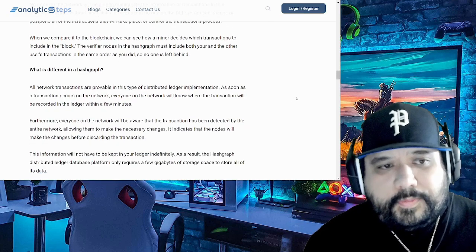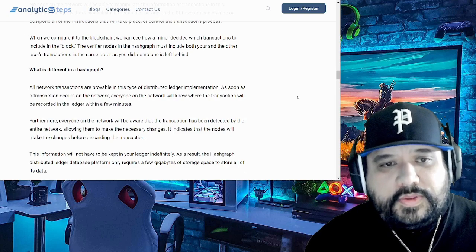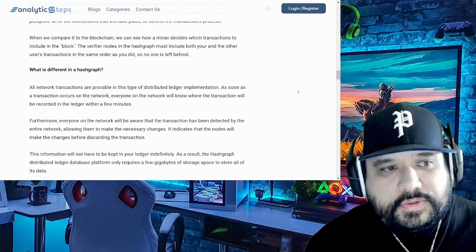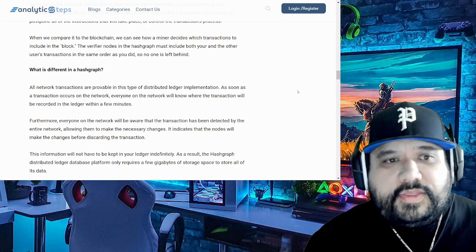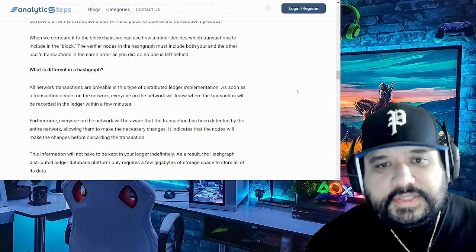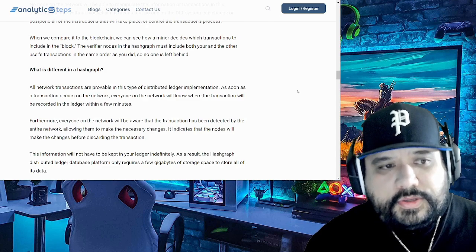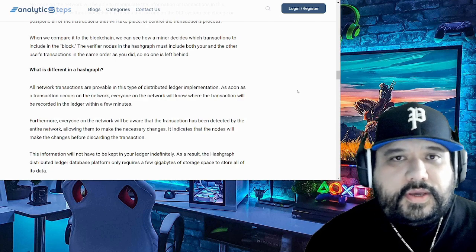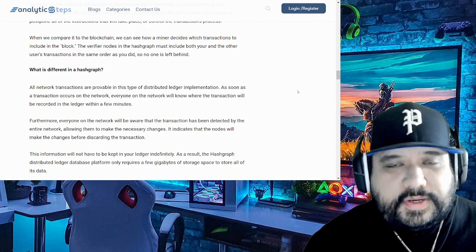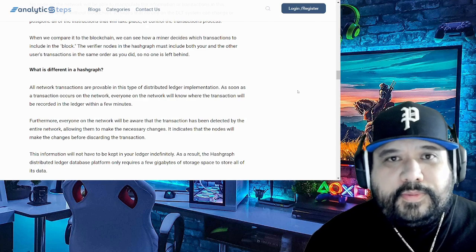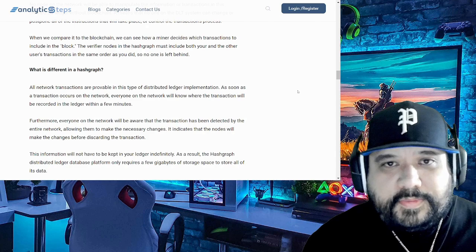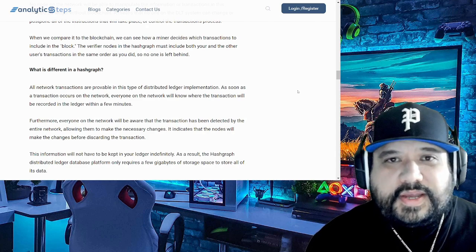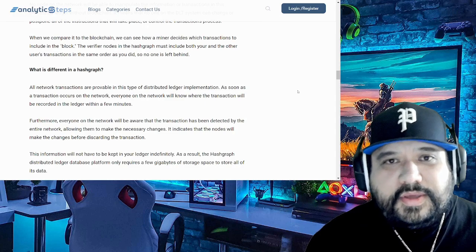On top of that, when we compare it to the blockchain, we know that we can see how a miner decides which transactions to include in the quote-unquote block. The verifier nodes in the Hashgraph must include both your and the other user's transactions in the same order as you did, so no one is left behind. Kind of like Forrest Gump out in the middle of Vietnam, not leaving anyone behind, but with a Hashgraph. I know it's kind of a weird literal representation, but think about it.